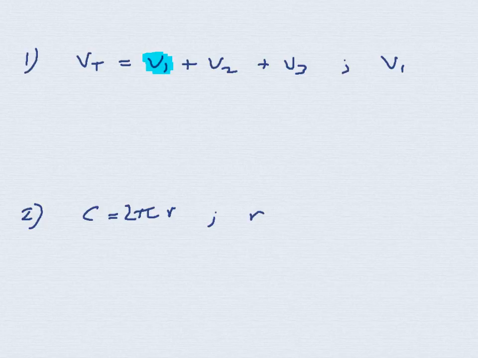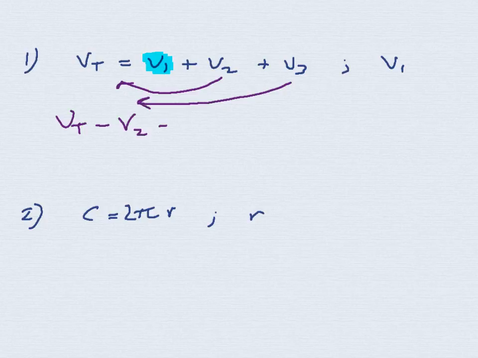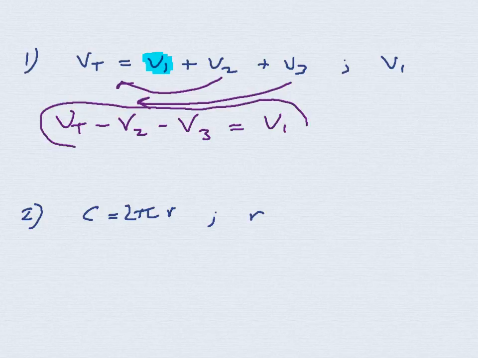All the terms to the right are added together. So to move the other terms away, the V2 and the V3, bring them across the equal sign, but change the sign. So V total minus V2 minus V3 would equal V1. Pretty simple rearrangement, and that's it.